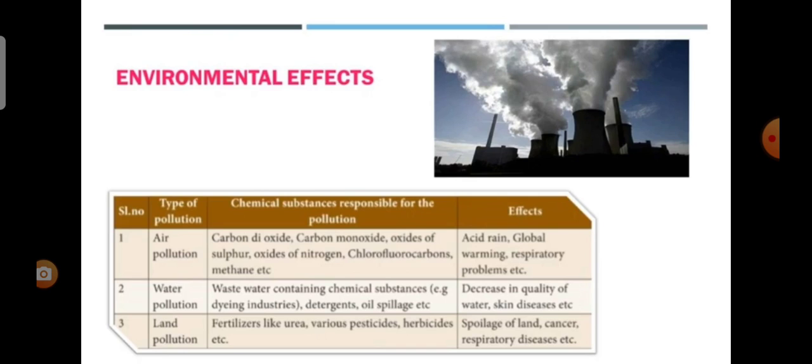Air pollution leads to acid rain, global warming, respiratory problems. Water pollution leads to decrease in the quality of water, skin diseases. Land pollution leads to spoilage of land, cancer, respiratory diseases.